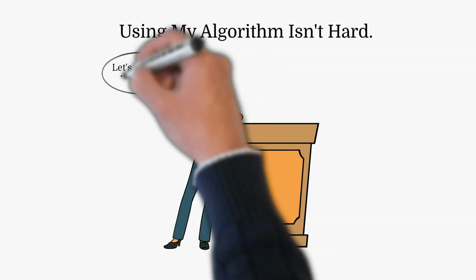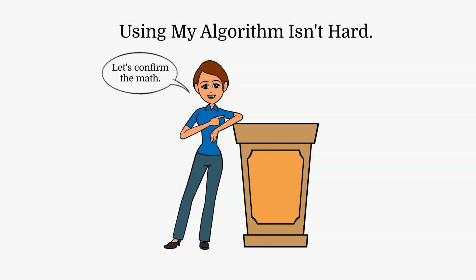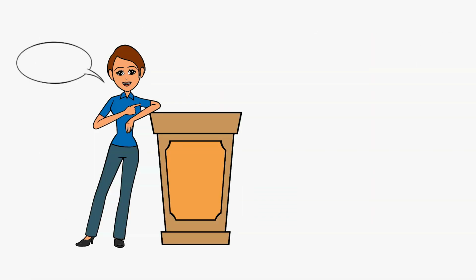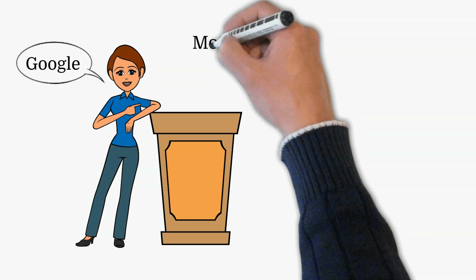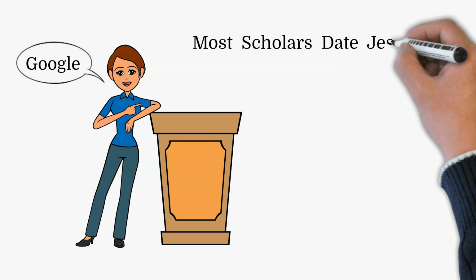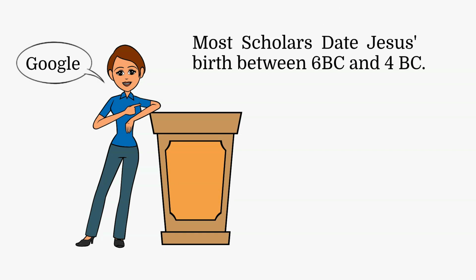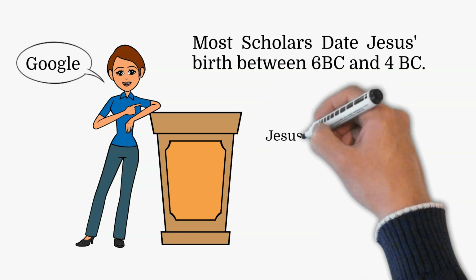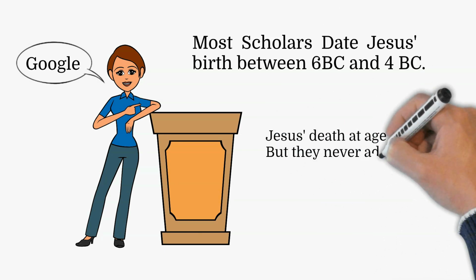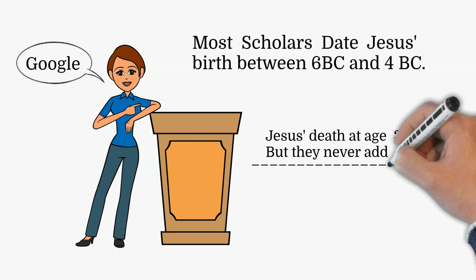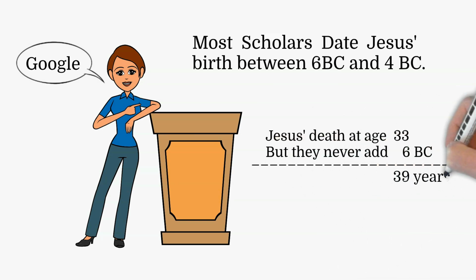Now, let's confirm the math. Google, when was Jesus born? According to Wikipedia, the date of birth of Jesus is not stated in the Gospels or in any historical reference, but most biblical scholars assume a year of birth between 6 and 4 BC. We know the math is correct, because Christians date Jesus' death at age 33, but they never add 6 BC.